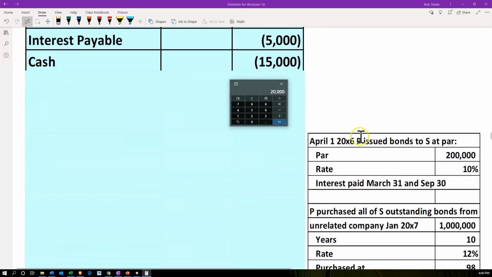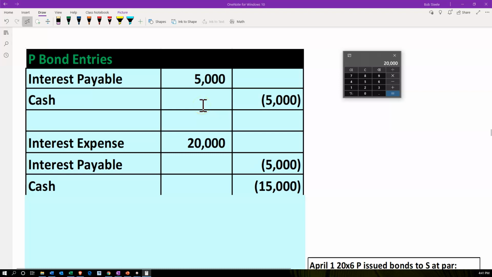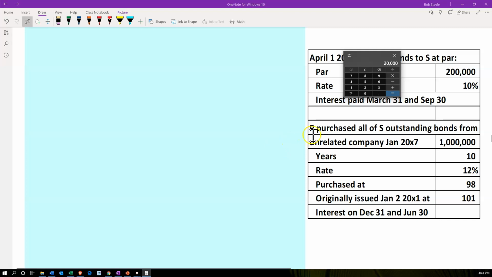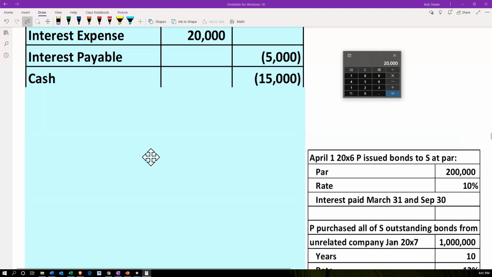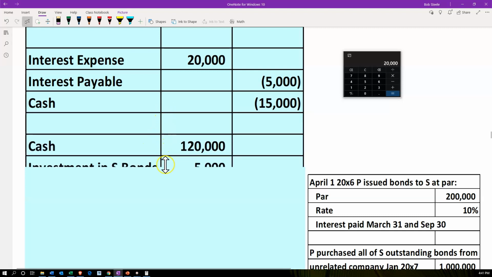So then we're going to think about the more complex item, and then we'll think about the two sides, on the other side of things, on S's side of things. So the more complex one is this one where P purchased all of S's outstanding bonds from an unrelated company. So we're now thinking about P's side of things, which now they were the purchaser of the bonds. So they're kind of like on the other side of the table at this point in time. And we don't have the same kind of symmetry we will have when we think of P's and S's books, because P bought the bonds from a third party, didn't get them issued directly from S.